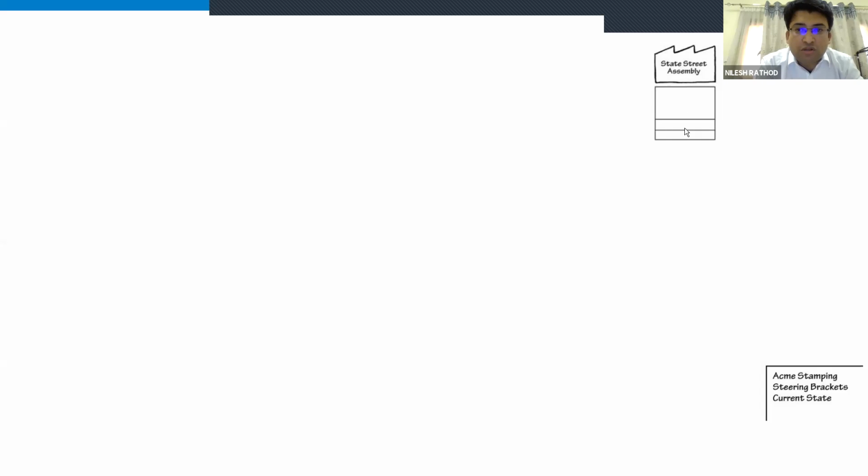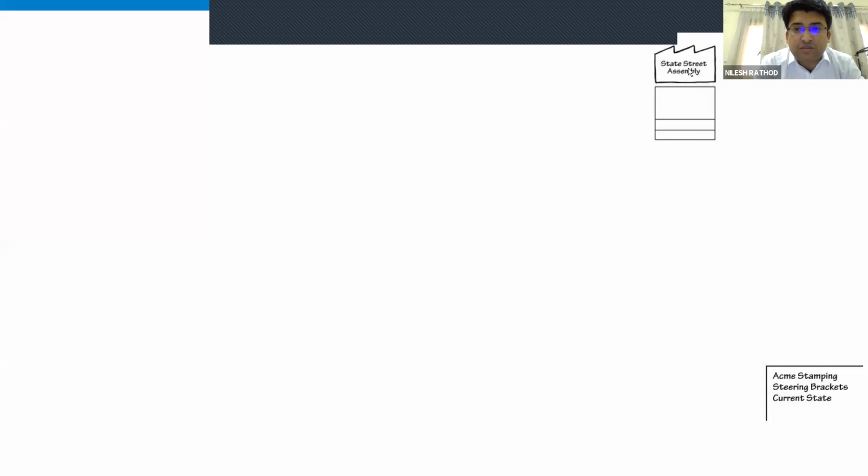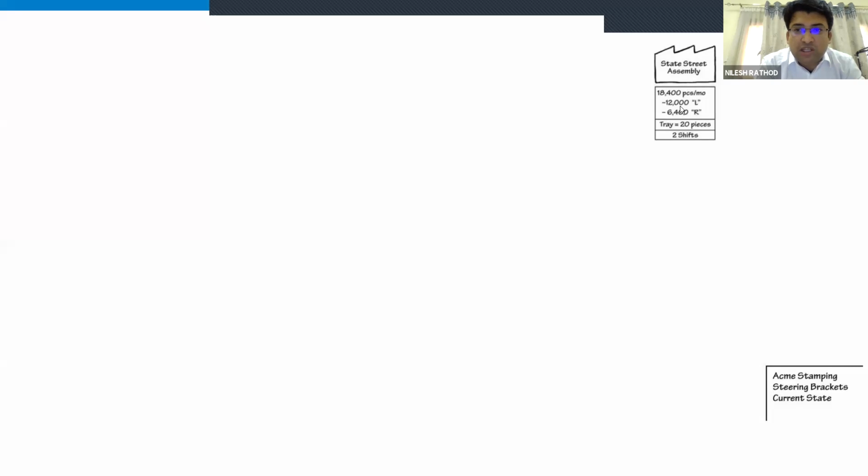For a customer, always use a factory icon, and mention the customer name inside it. So who is the customer for Acme? There is State Street Assembly. And below that, there is a data box which covers the characteristics or information for this customer. So what is their information? They require 18,400 pieces per month. Out of that, 12,000 pieces are left-handed, and 6,400 right-handed. It means there are two variants of these pieces, left side and right side.